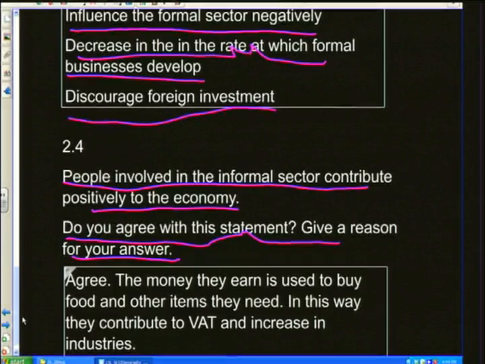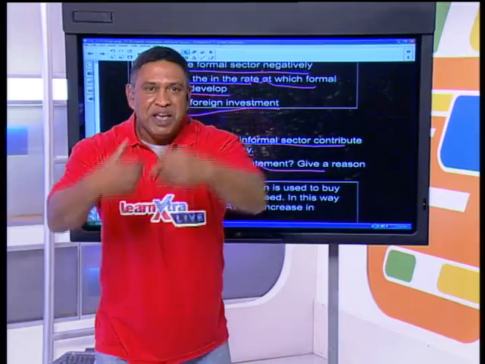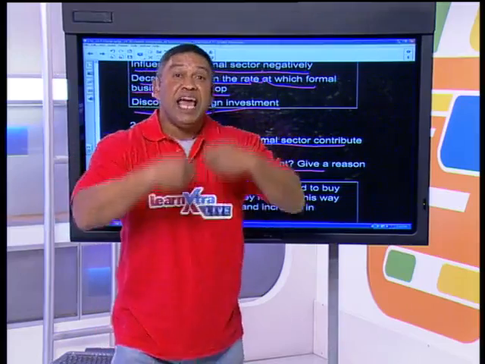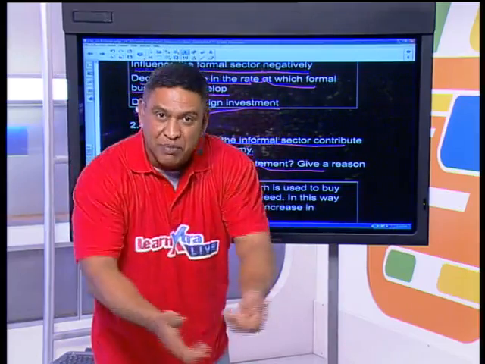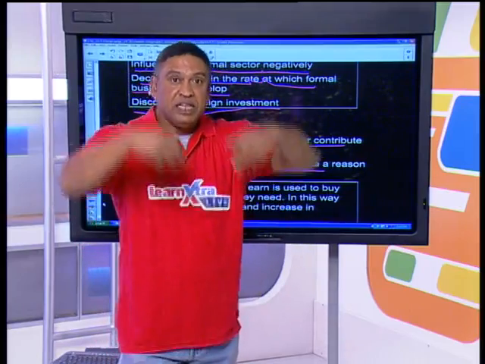Number one, remember, if they're earning money, they're going to buy in the shops. So if they're buying in the shops, learners, they're actually paying money and they're paying a certain amount of tax. And if they're buying, there'll be more production, there'll be more factories. So they are contributing.